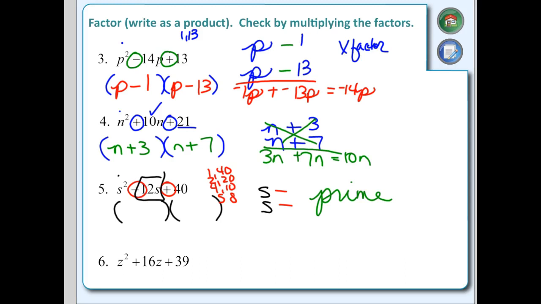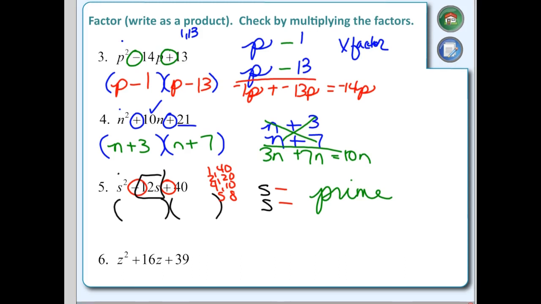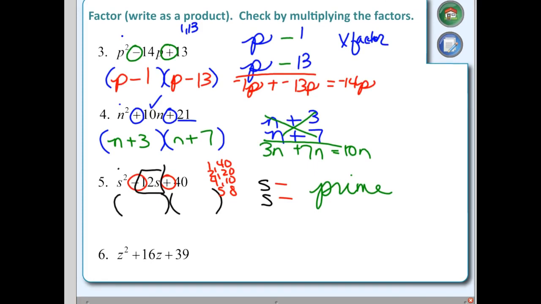Okay? Now, we've got one more to look at here on this slide. How could we factor z squared plus 16z plus 39? Everybody try it on their own. And I'm going to put the correct answer up here so you can check and see if you got it right. Nice job.